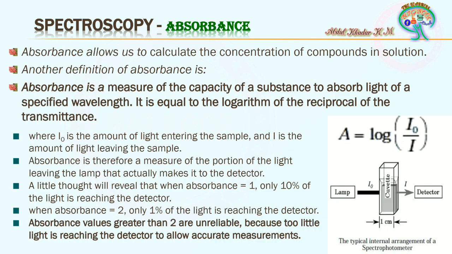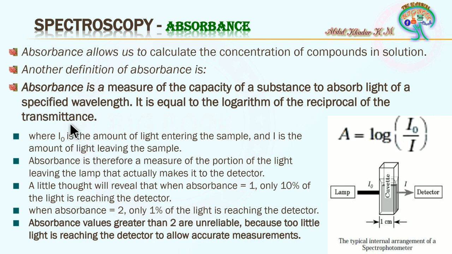Now in the next slide, we will discuss how the absorbance is calculated. Absorbance allows us to calculate the concentration of compounds in solution. Another definition is that absorbance is a measure of the capacity of a substance to absorb light of a specific wavelength. It is equal to the logarithm of the reciprocal of the transmittance.